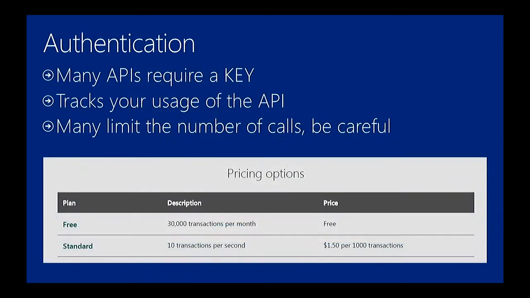As mentioned, many APIs do use keys. With the Microsoft Cognitive Services one, you can do 30,000 transactions a month for free, and after that they probably cap it off, or you can pay to have 10 transactions per second for $1.50. This will vary between APIs. Cognitive services, like the emotion API, that's just an example. You don't need to worry about it.